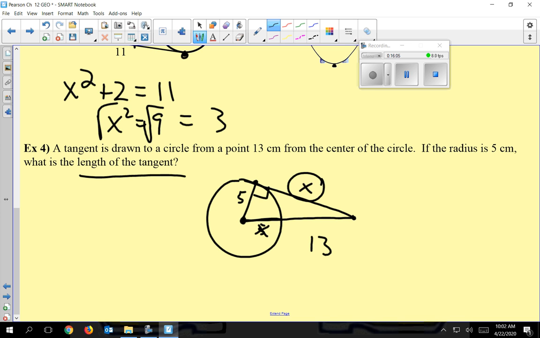Okay, so I'll let you guys go ahead and set up your Pythagorean theorem. Now remember that 13 is going to be your C. Okay, so why don't you go ahead and do that, and then I'll put it up on the board.